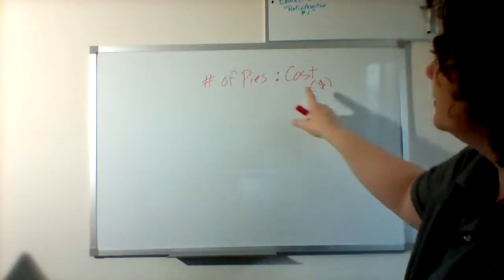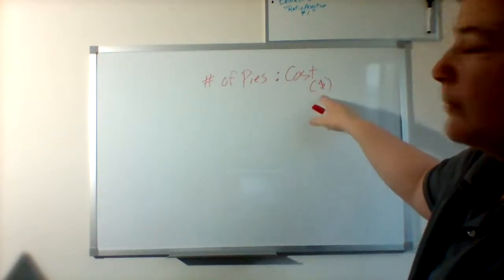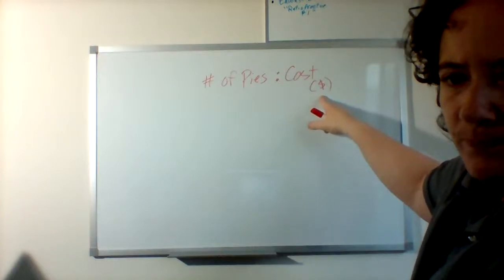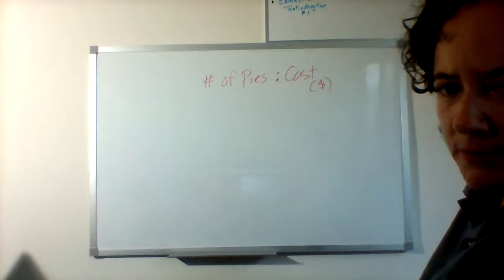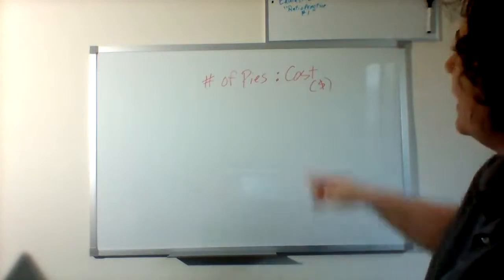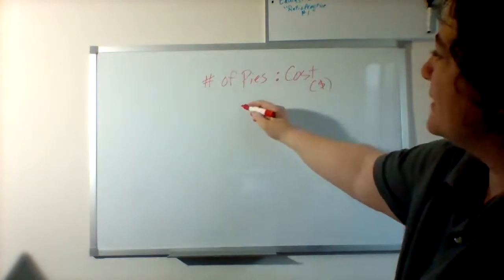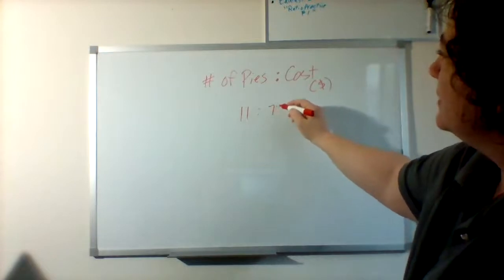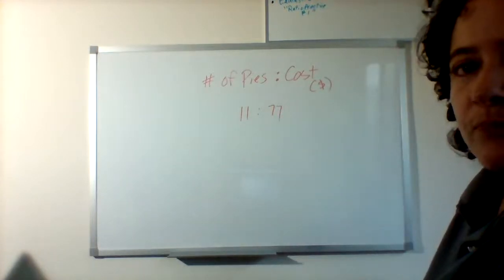That's a discrete number. This is money. My unit is dollar signs. Okay, that's better. Nice job, guys. So number of pies, what's given? 11 to 77 is given.